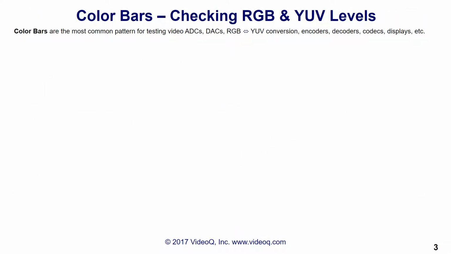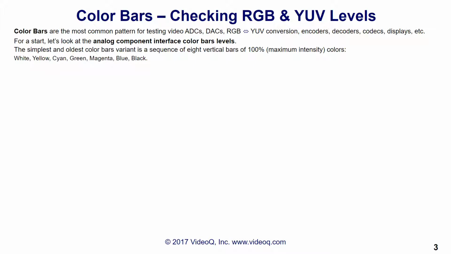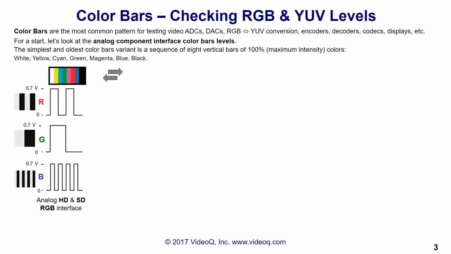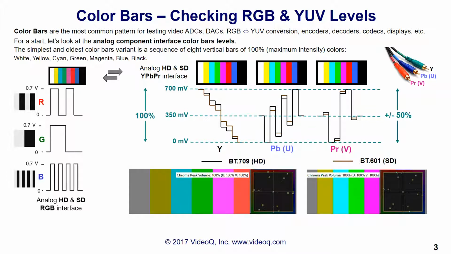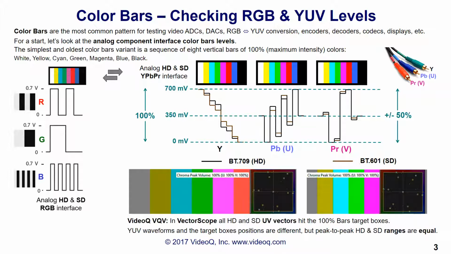Color bars are the most common pattern for testing video processors and devices. For a start, let's look at the analog component interface color bars levels. The luminance signal is always denoted as Y, but there are aliases for PB and PR signals. It could be CBCR or even UV. Differentiation of analog PB-PR versus digital CBCR is almost irrelevant in the digital age. UV is preferred because it is a short, convenient, modern term, widely used in software and codec design. Note that there is no analog RGB or YPB-PR interface for UHD, only digital interfaces.